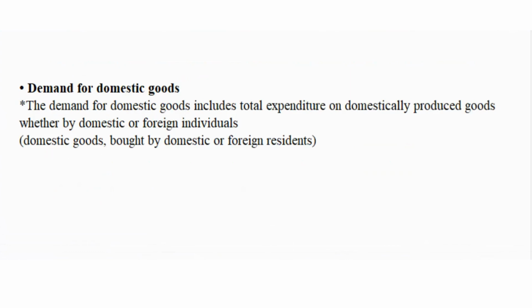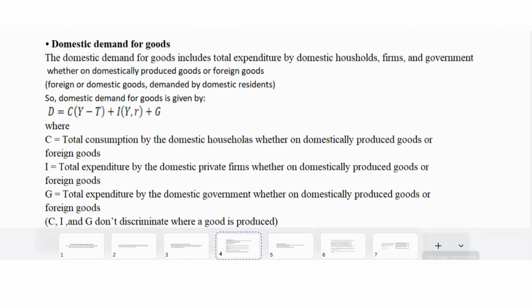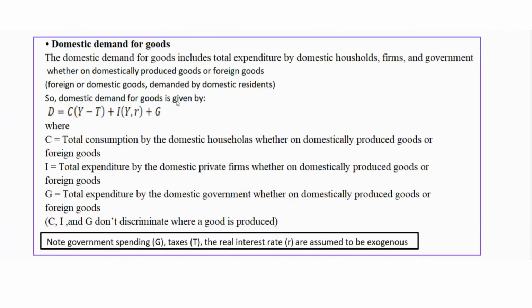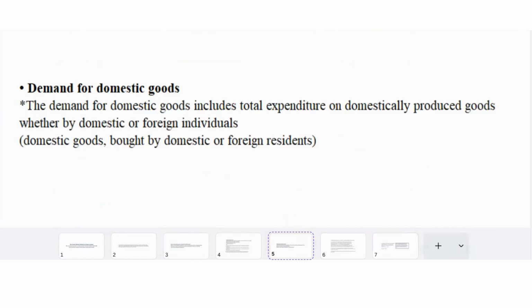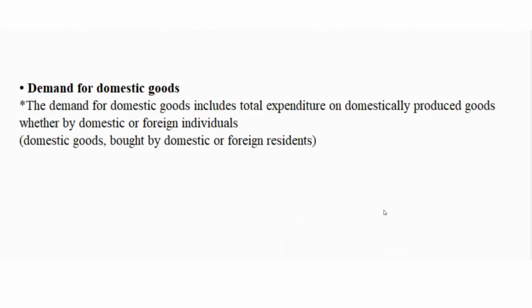So the distinction between them is that when we talk about domestic demand for goods, this is foreign or domestic goods demanded by domestic residents, but demand for domestic goods is domestic goods bought by domestic or foreign residents, right? So just to reiterate, domestic demand for goods are domestic or foreign goods bought by domestic residents, while demand for domestic goods are domestic goods bought by domestic or foreign residents.